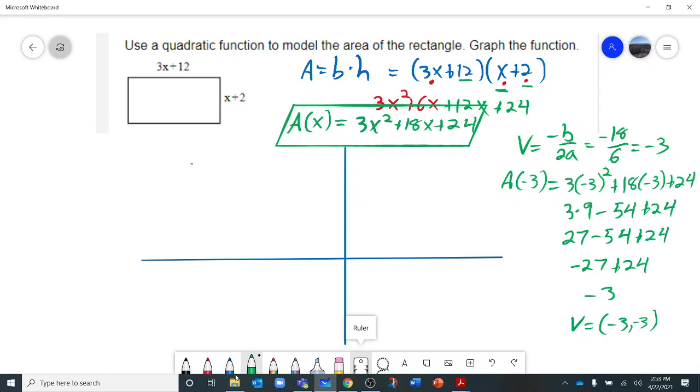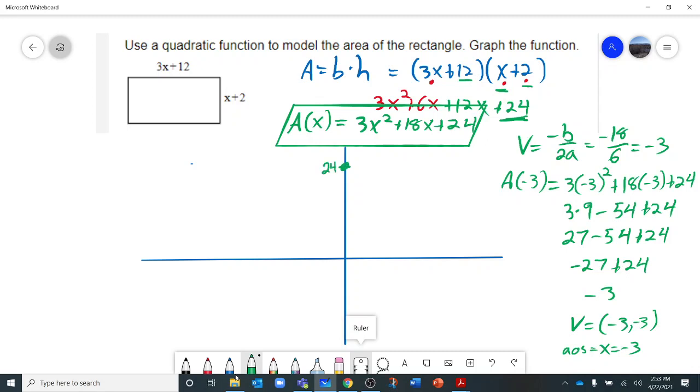Our axis of symmetry is at x equals negative 3. And we know our y-intercept in this case because from standard form, our c value is our y-intercept. When x is 0, c is all that's left. Right? 3 times 0 squared is 0, 18 times 0 is 0, so that leaves us with 24. So we have a y-intercept. I'm going to put this up here at 24.